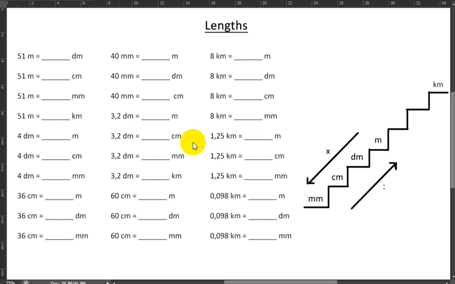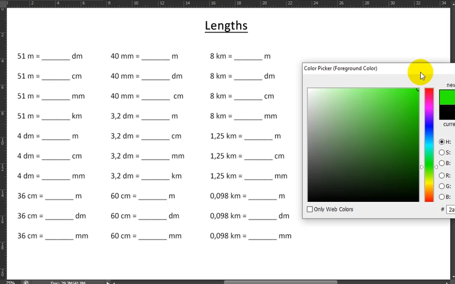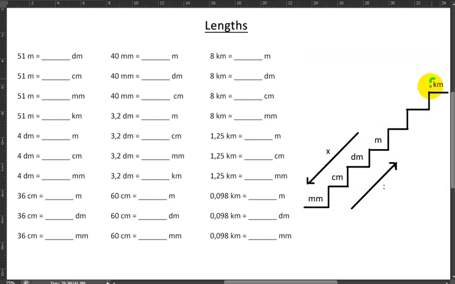Hello everyone, in this video we will be talking about units of measurement of length and how to convert one unit of measurement into another. This is something that we have done many times over the years, so this is more of a review, and we're going to be adding in one new element with the unit of measurement of kilometers right here.